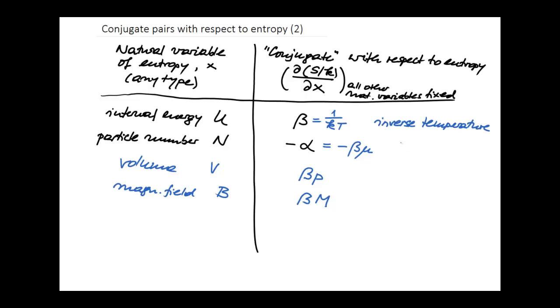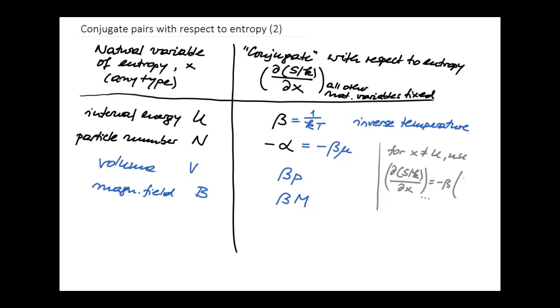But just as a reminder, what we used here for the last three natural variables, so for the natural variables different from the internal energy, we used the fact that the conjugate with respect to entropy, keeping all others fixed, equals minus beta times the conjugate with respect to energy. That's what we used for the last three entries.